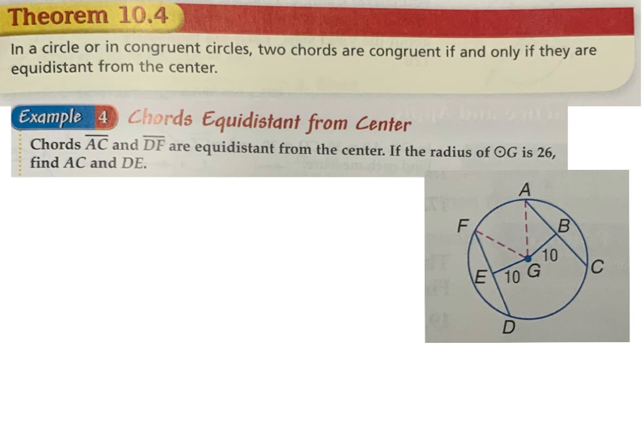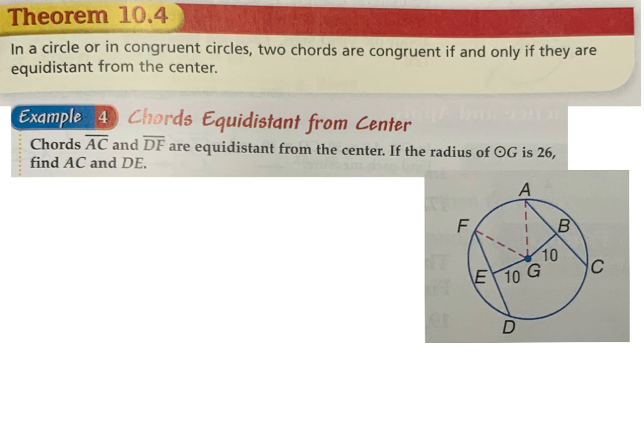Top of page 539. In a circle or in congruent circles, two chords are congruent if and only if they are equidistant from the center. Equidistant means, as it sounds, the same distance, equal distances. So what they're saying is if you have two chords that are the exact same distance from the center of the circle, they will be the same length as well. That's true, and it's if and only if, so it's true if-then and the converse of that. So chords AC and DF are equidistant from the center.